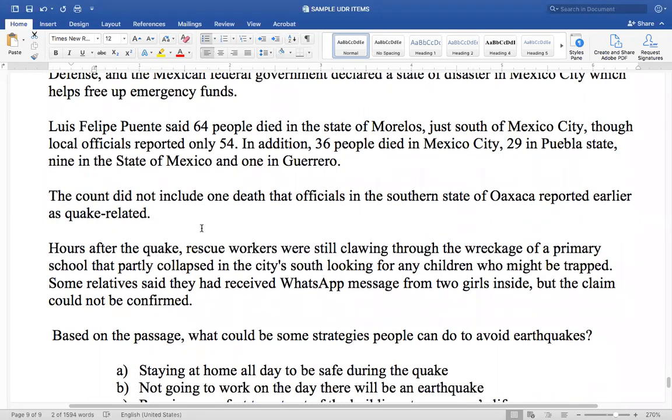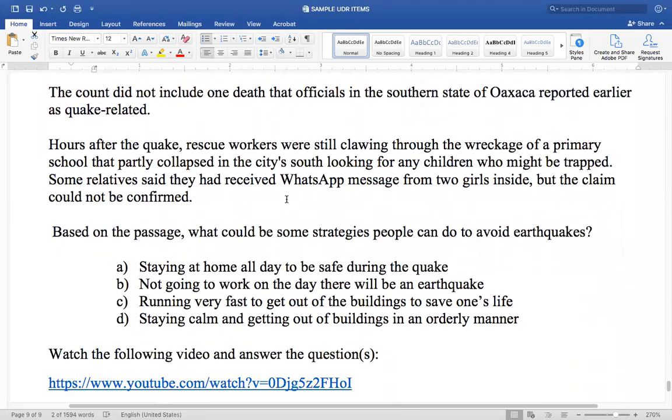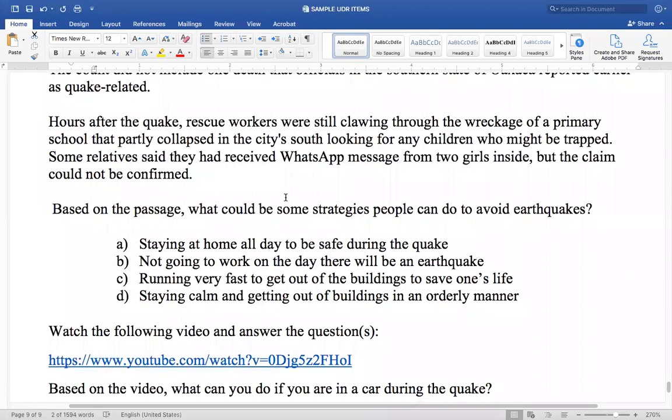The count did not include one death that officials in the southern state of Oaxaca reported earlier as quake-related. Hours after the quake, rescue workers were still plowing through the wreckage of a primary school that partly collapsed in the city's south, looking for any children who may be trapped. Some relatives said they had received a WhatsApp message from 2 girls inside, but the claim couldn't be confirmed.